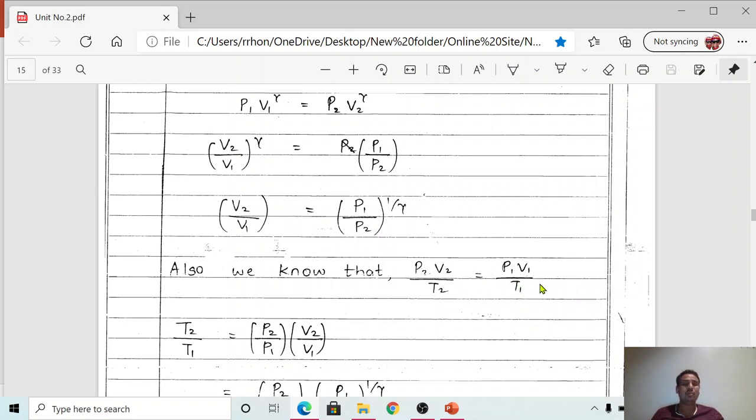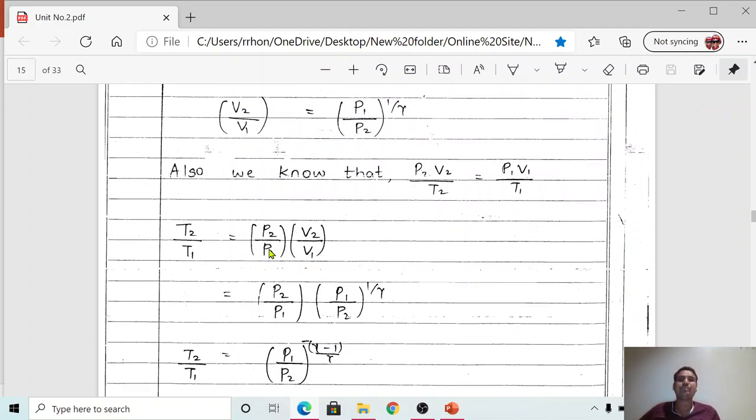Even if more sections are there, section 3, section 4, we can write it is equal to P3 V3 by T3, P4 V4 by T4, like that. Here we are just considering two sections. That's why we can write P2 V2 by T2 is equal to P1 V1 by T1, and this is from the standard equation P1 V1 is equal to MR T1, or simply PV is equal to MRT, the standard universal gas constant equation.